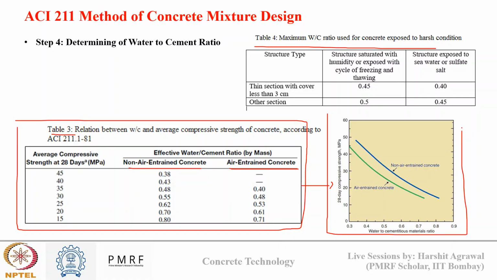Based on the required compressive strength, the target mean strength of our concrete, we can map the W by C ratio that we need to take, and then we can cross verify that W by C ratio based on the table 4 conditions that are present.